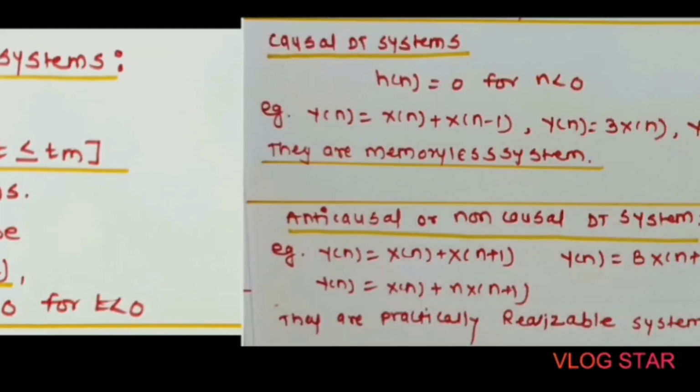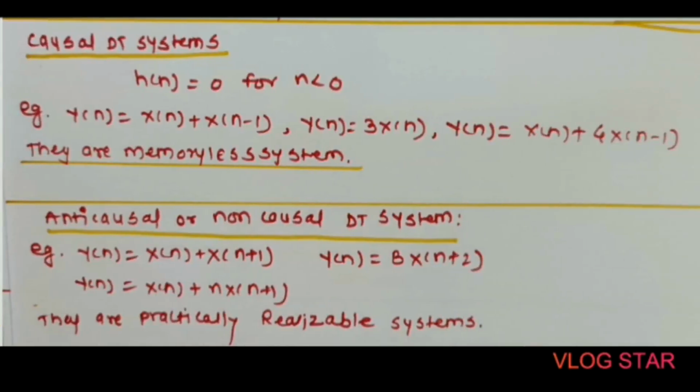Okay. Next is causal discrete time systems. A discrete time system is said to be a causal system if output at any instant of time depends only on present and past inputs, but the output does not depend on future inputs. The condition for causality is h of n is equal to 0 for n less than 0.